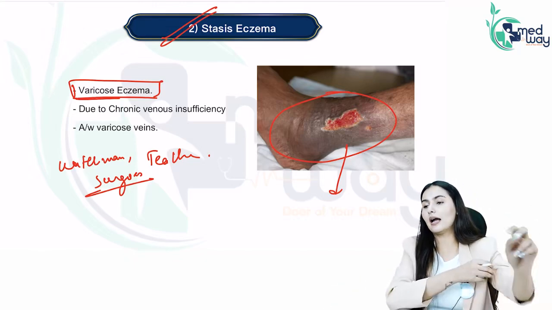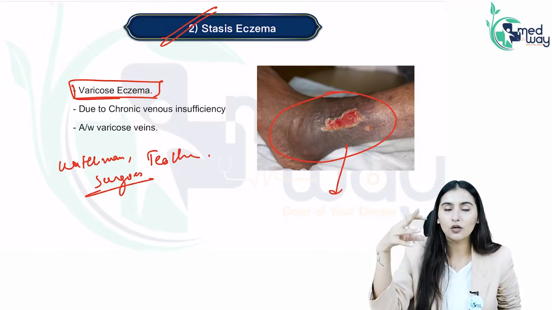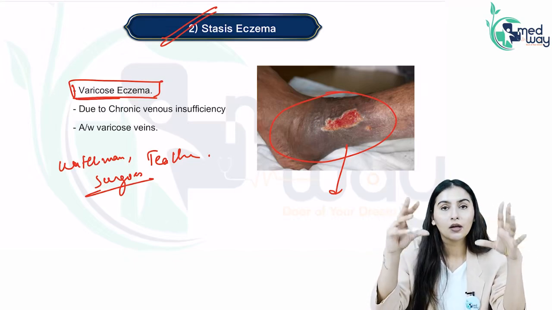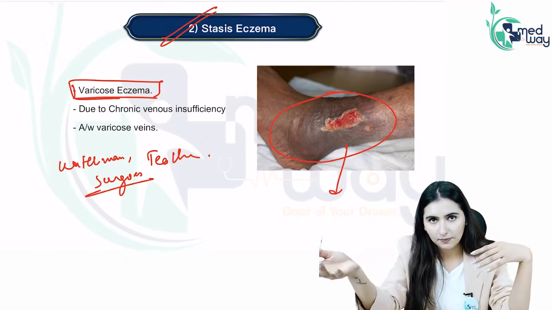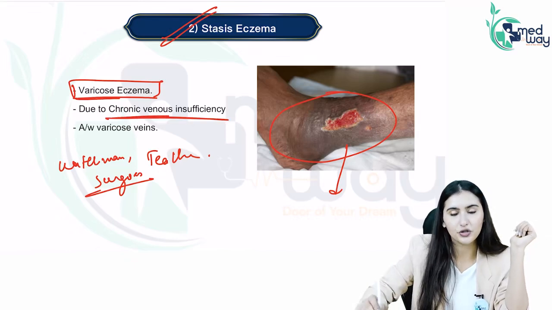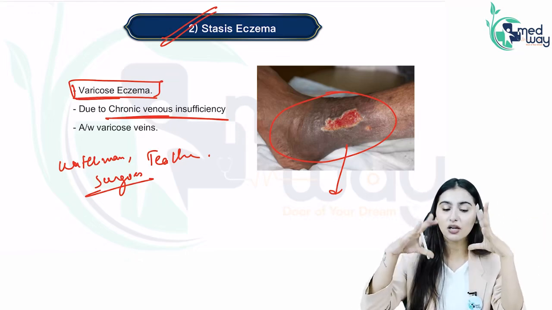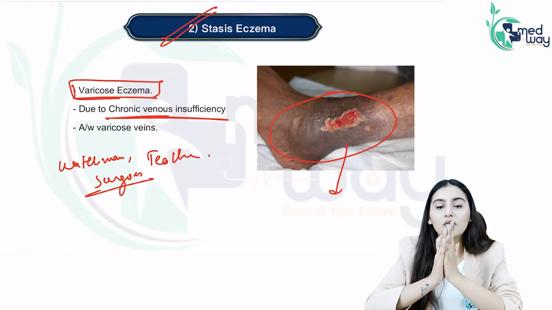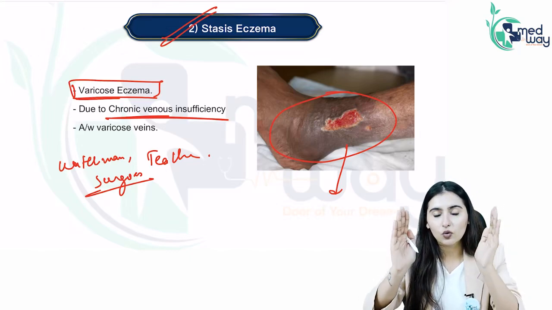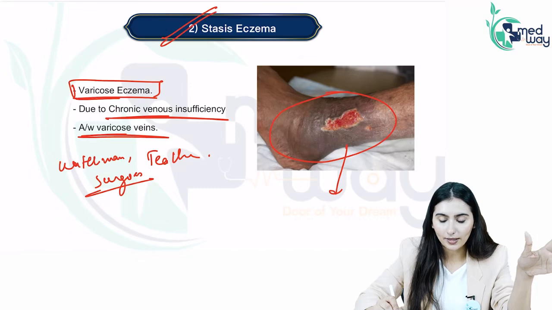So what happens when you stand for a very, very long amount of time? You have stasis in the lower limb, okay? The blood gets pooled over there, okay? And there's a lot of venous insufficiency. The blood is not being able to pump. There's pooling of blood. There is chronic venous insufficiency, because of which your veins become dilated because so much blood is getting accumulated below that the veins just give way and they dilate, okay? Those dilated veins are called varicose veins. So it is associated with varicose veins, okay?